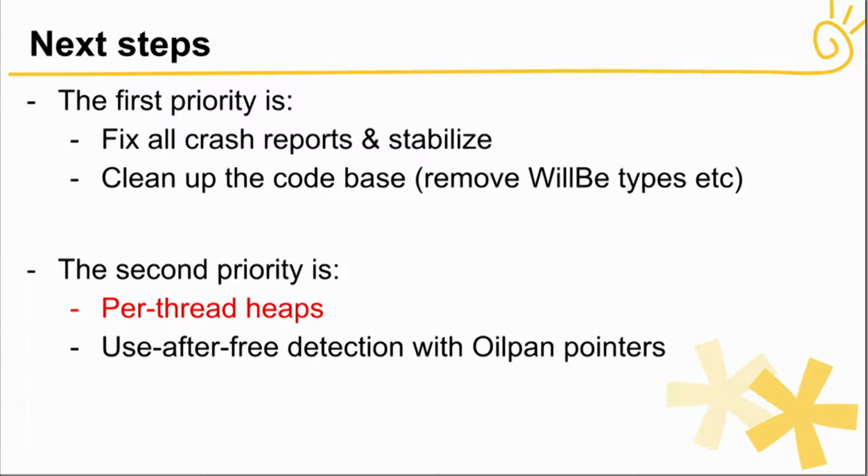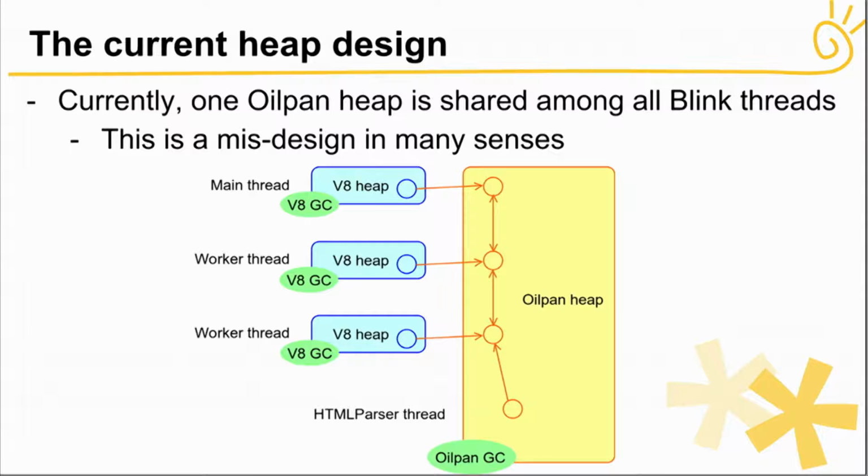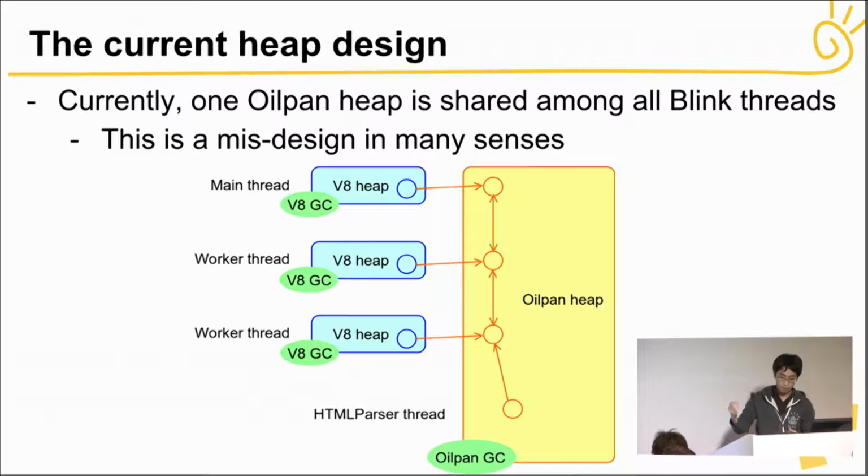And the second priority is per-thread heaps and use-after-free detection with Oilpan pointers. I'd like to explain what the per-thread heap is. This is the current heap design. The V8 heap is completely isolated per thread. However, Oilpan's heap is shared among threads. So this is a misdesign in many senses.